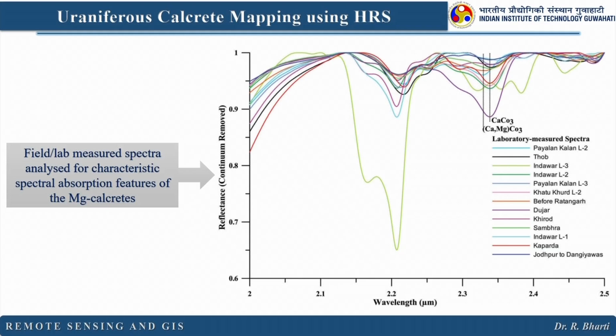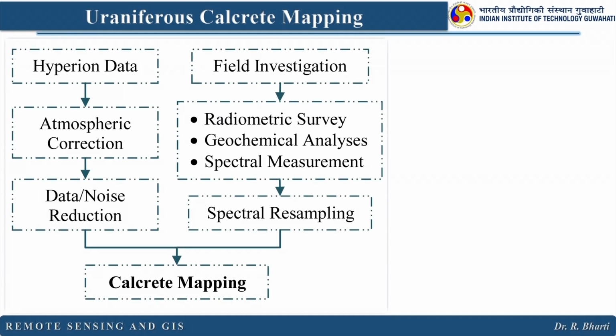Based on our understanding of the absorption feature of calcium carbonate and when it is rich in magnesium, where it will occur, you can pinpoint the absorption features which are related to such mineral composition, right. So, here the field lab measured spectra analyzed for characteristic spectral absorption feature of the Mg Calcrete. Here we can see the distinct or characteristic absorption feature produced by Mg Calcrete, right. So, this is the methodology which we have followed in this particular work.